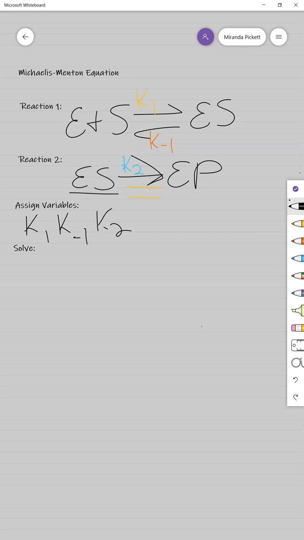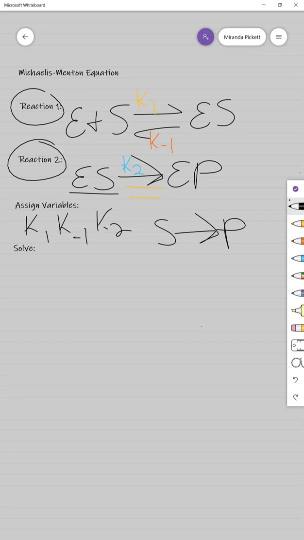We also are going to have to verify that the mechanism is valid, and in order to do this, we're going to add reaction 1 and reaction 2, and we're going to come out with S to P, which basically means that the substrate's moving to product. So once we've established all of these things, we can start to solve.